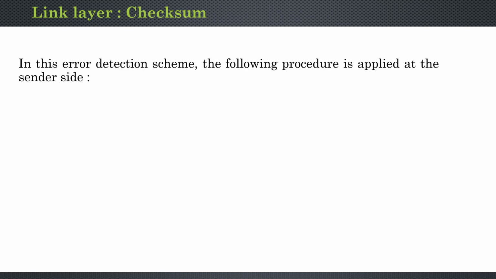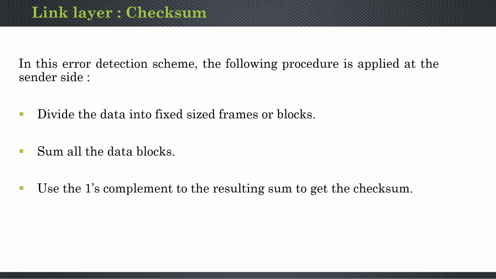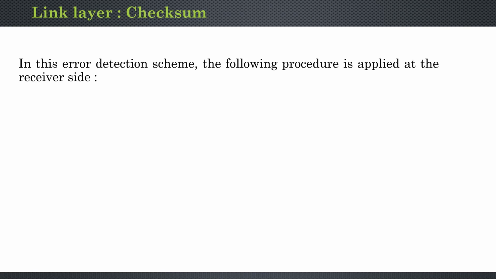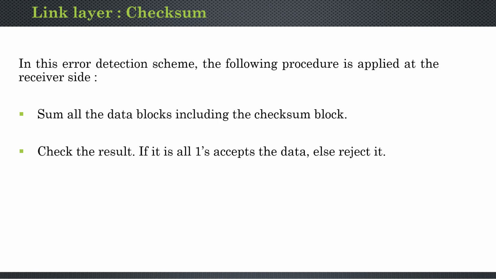In this error detection scheme, we will see what happens in both sides, at the sender and the receiver side. The following procedure is applied at the sender side. First, the data is divided into fixed sized frames or blocks. Then we sum all of the data blocks, adding the carry to the sum if any carry is generated. And finally, we use the ones complement of the resulting sum to get the checksum. At the receiving side, the following steps are followed. We sum all the received data blocks including the checksum block and we check the result. If it's all ones, we accept the data, else the data is rejected.